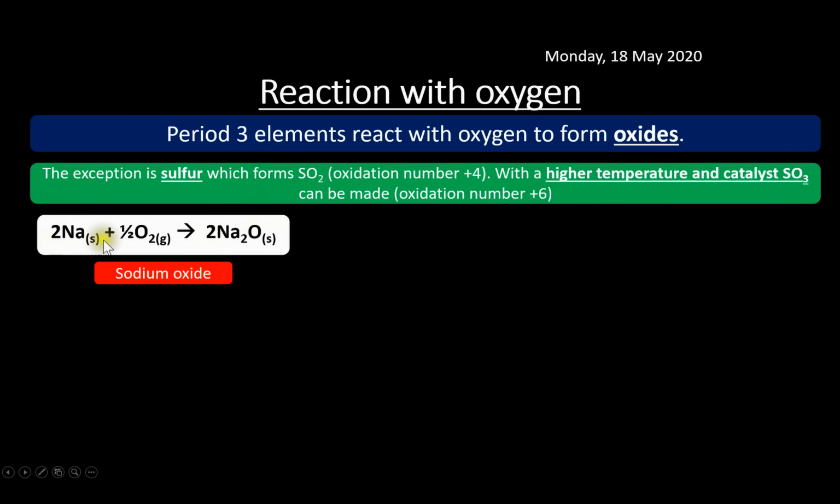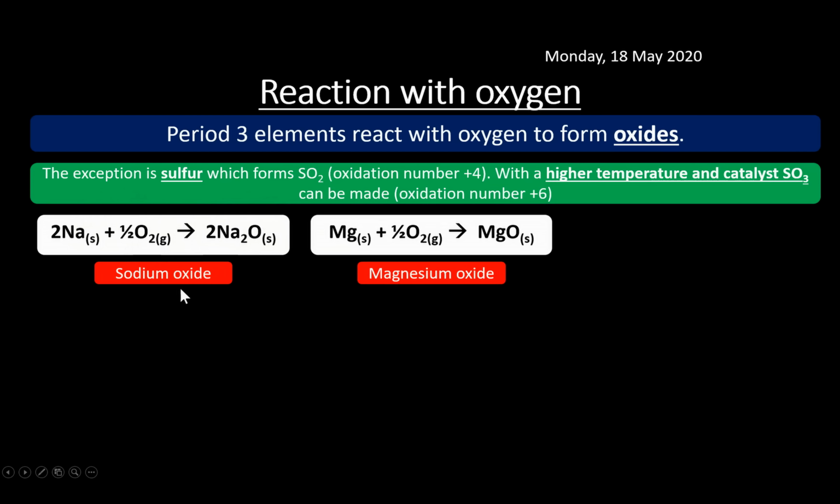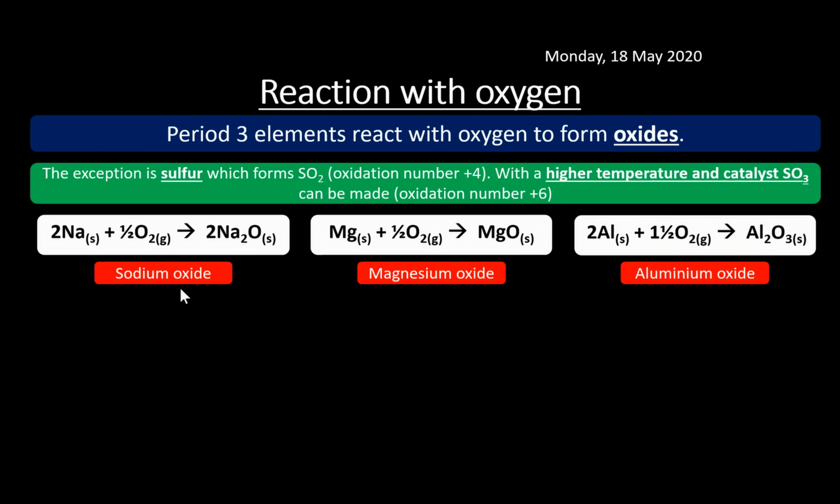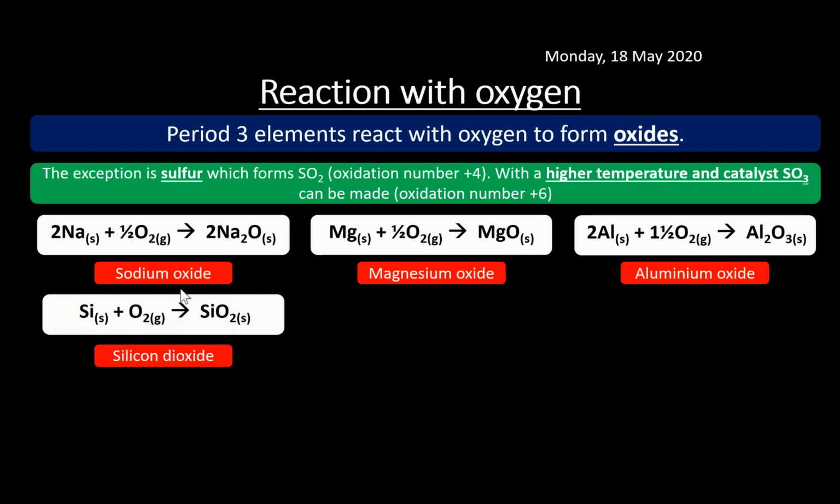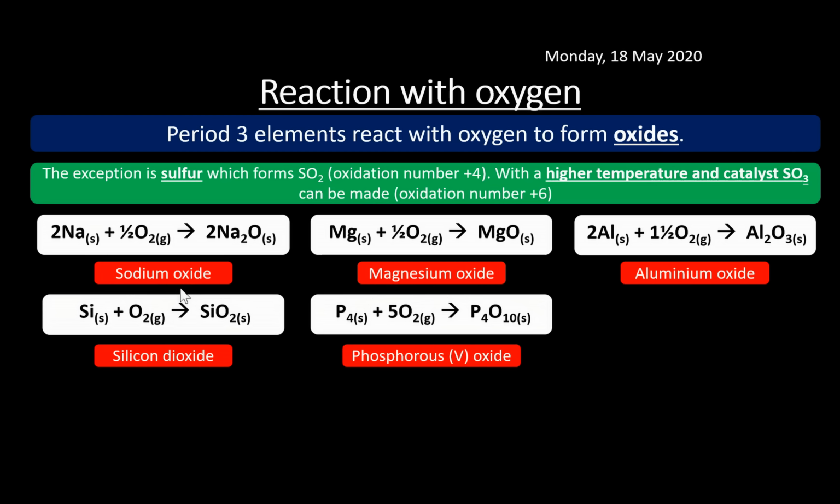So we've got sodium reacting with half oxygen to form 2 lots of sodium oxide, which is our solid. Magnesium reacts with oxygen to form magnesium oxide, as you can see on there. Aluminium reacts with oxygen to form aluminium oxide, Al2O3. As you can see, silicon reacts with oxygen to form silicon dioxide, SiO2. Phosphorus reacts with the oxygen to form P4. Notice phosphorus is actually in the formation of P4. Okay, so that's P4, and that forms P4O10, which is phosphorus 5 oxide.